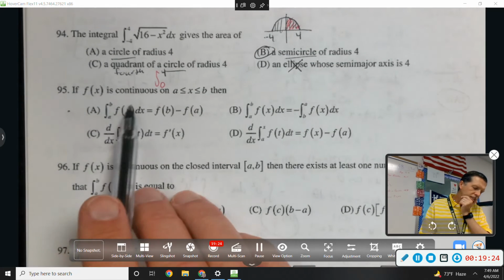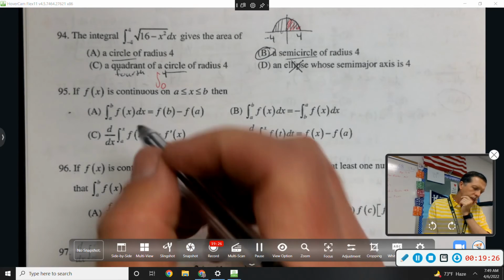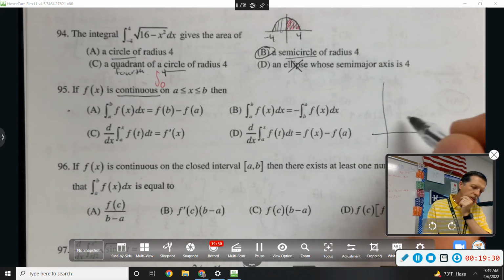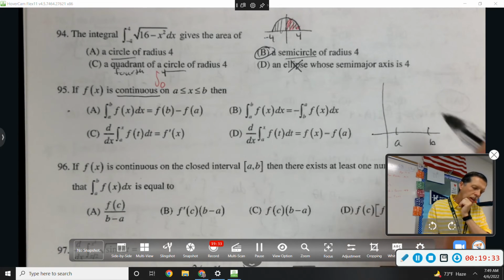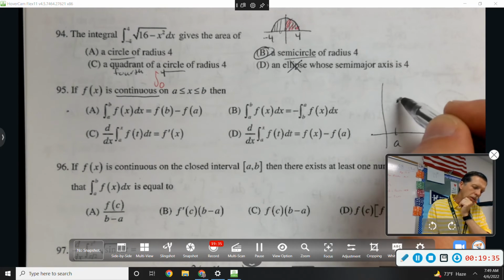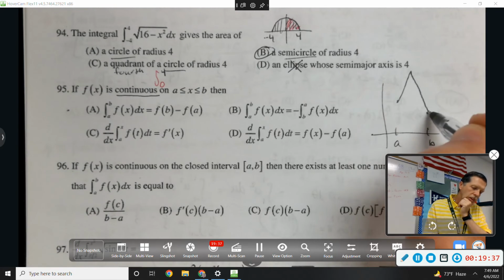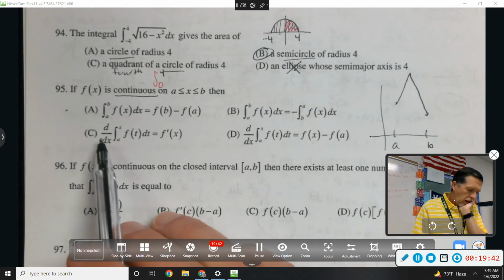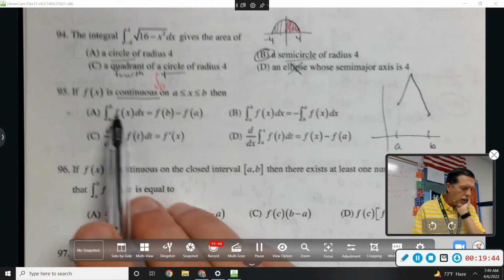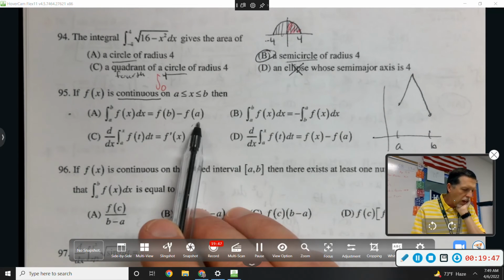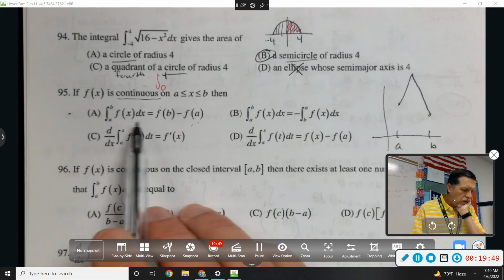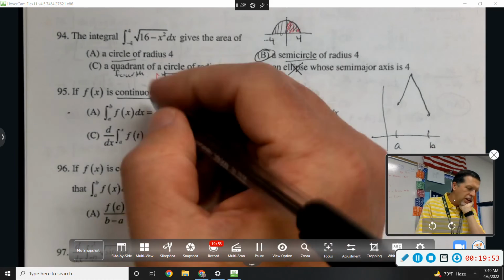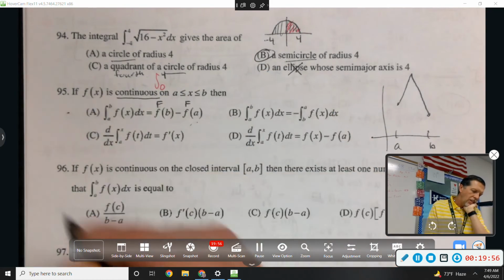(95) If f of x is continuous, okay, it's continuous, but didn't say differentiable. So continuous on a to b. So to really kind of test this, I'm going to make it not differentiable. All right, give it a point in there. A says the integral from a to b of f of x is f of b minus f of a. Wait, that's not right. If you take the integral of f, you should be getting capital F here. So A's out.